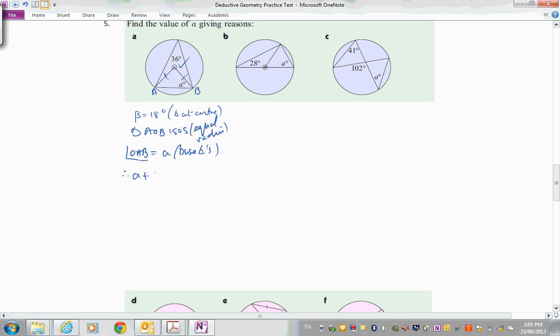Therefore, A plus 18. Whoops. Oh, I got it wrong already. 36, I halved it, I should have doubled it. 72, the angle at the centre is twice the angle at the circumference. I have the wrong one. So this is A plus 72 is 180 degrees. Sum of angles of a triangle. We're working hard here. 2A plus 72 equals 180. Take away the 72. 2A equals 108. Therefore A is 54 degrees. Fair bit of work there.